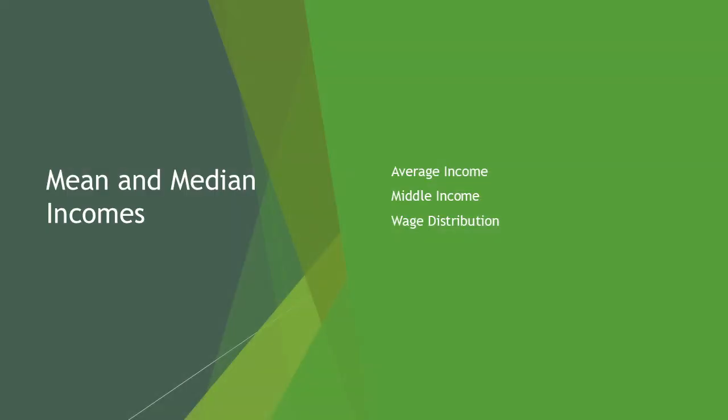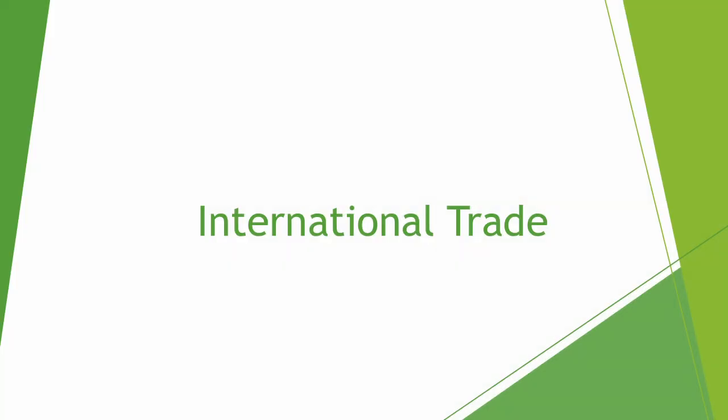Mean income is the average income of a population, calculated by dividing total earnings by the number of people. Median income is the middle income in a population, where half earn more and half earn less. Globalization affects mean and median incomes by influencing wage distribution, increasing income gaps in some regions while providing new economic opportunities in others. International trade is the exchange of goods and services between countries.